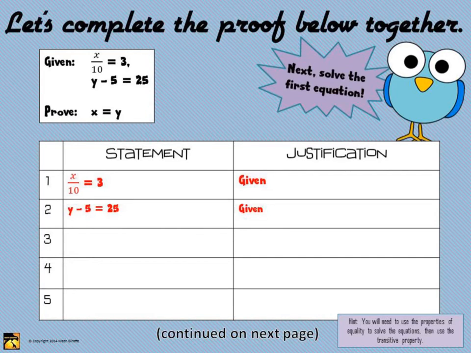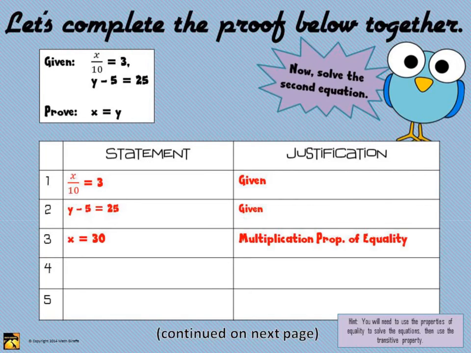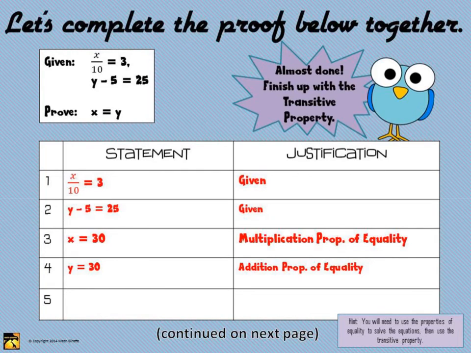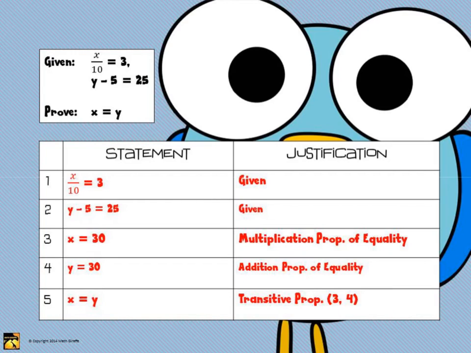Okay, so here we have our given statements. X divided by 10 equals 3, and y minus 5 equals 25. Multiplication property of equality says that x equals 30. Addition property of equality says that y equals 30, and therefore we can say the transitive property of 3 and 4, since x equals 30 and y equals 30, x equals y, and that's a transitive property combining statements 3 and 4.